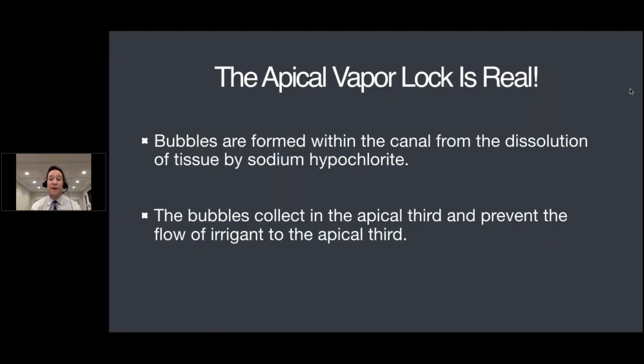So, the apical vapor lock. The apical vapor lock is something you may have heard about or read about. But these bubbles that form from the contact of sodium hypochlorite in the canal against tissue, they collect in the apical third, and they become a barrier to allowing the solutions to reach the apical third.